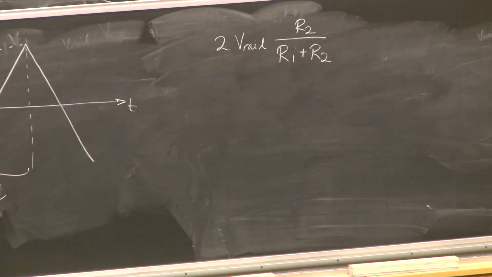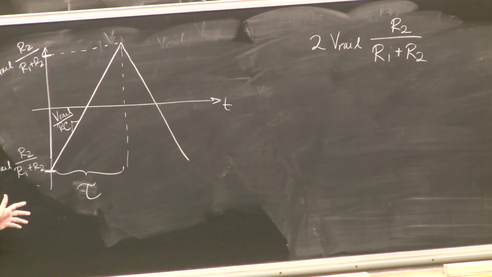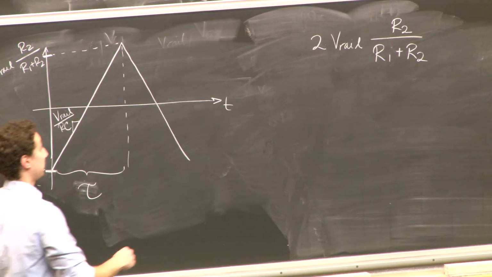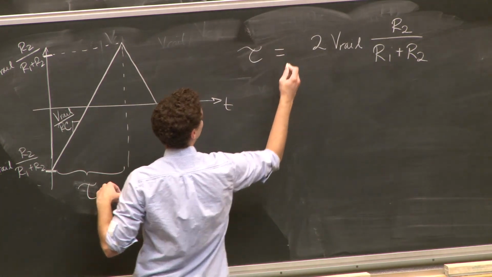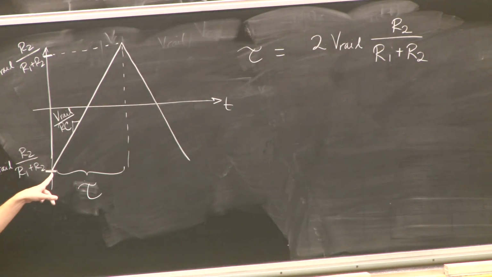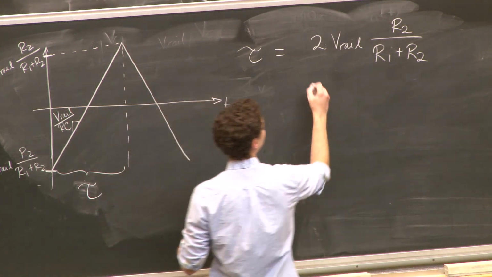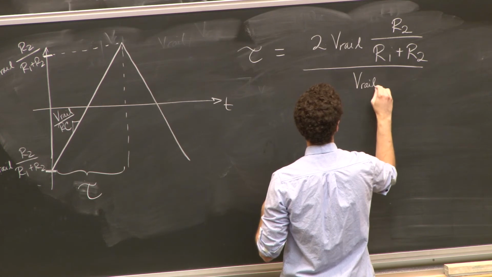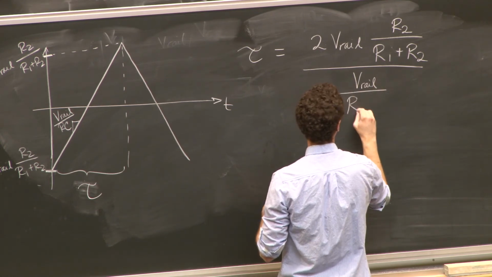And how do I use the slope? If I do it, I'll mess it up, I promise you. So someone is going to have to tell me. This time tau is a function of the difference in these two voltages. If I have a higher slope, will tau be larger or smaller? Smaller, right? So we divide by the slope of this line, which is Vrail divided by RC.